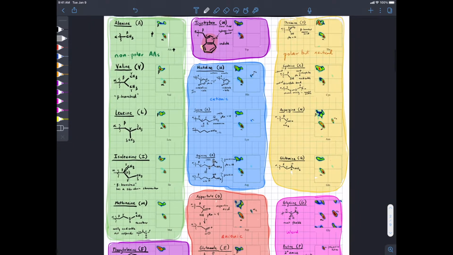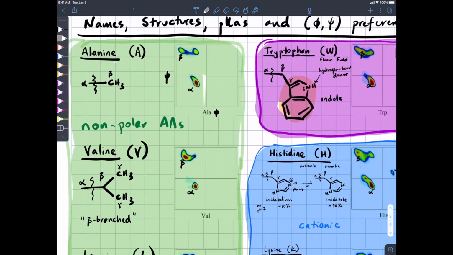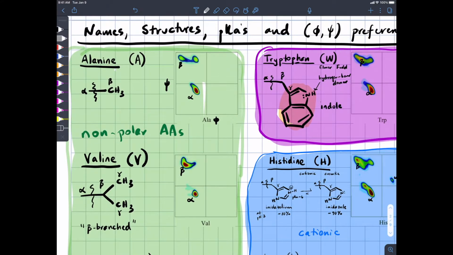So let's start with the nonpolar amino acids. You have alanine, and again, this is going to be in your notes. You're going to have to do whatever it takes to memorize these. You don't have to memorize the Ramachandran plot. You should be able to interpret it if I gave you data. And of course, I'm not going to expect you to draw one of these from memory. Alanine is just a methyl group.